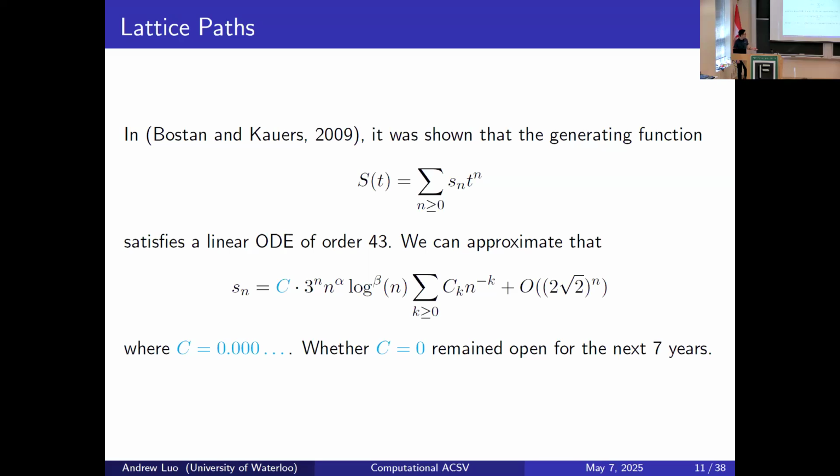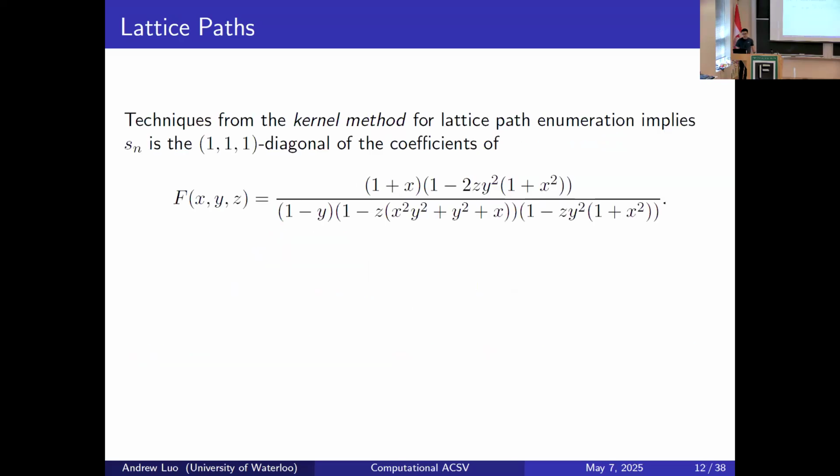But if you try to actually compute this constant from the differential equations, you get that it's equal to 0.000000, and so on and so forth. And they weren't able to determine whether or not C was exactly equal to 0. And this remained open for the next 7 years. So instead of continuing with this method, we turn to this trivariate generating function, whose all ones diagonal actually enumerates the exact same sequence.